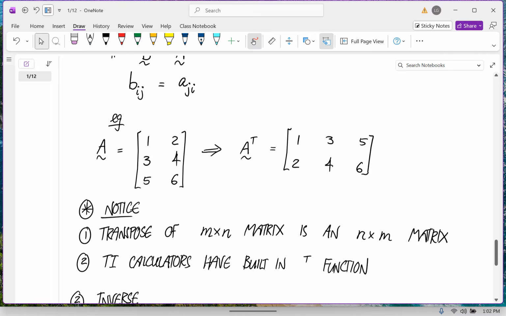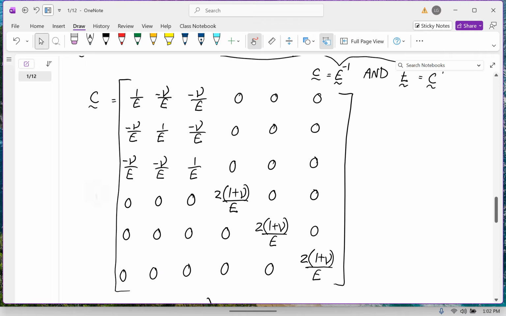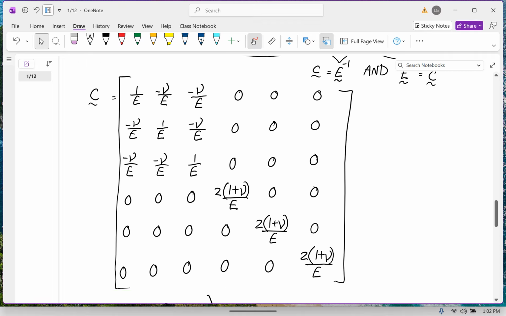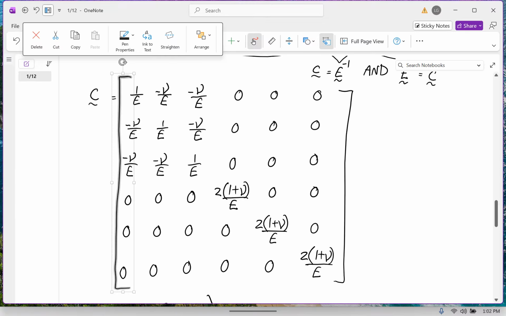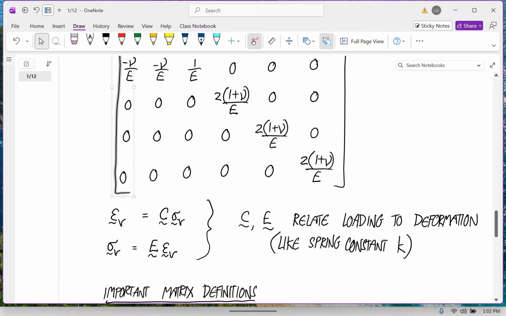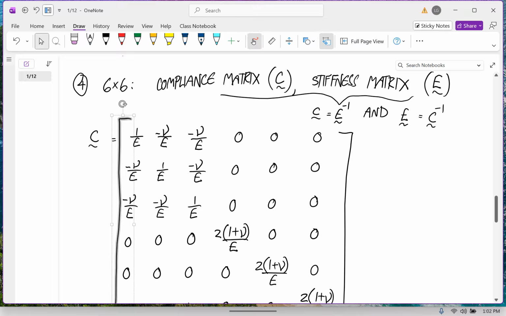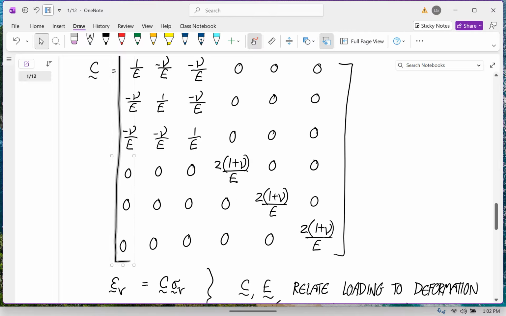So like when I was talking about the compliance and stiffness matrices, if you calculated this compliance matrix and you wanted to know what the stiffness matrix was, you know it's the inverse. So you could fill out this matrix for the compliance and then raise it to the power of -1, and it'll give you the 6x6 matrix of the inverse.